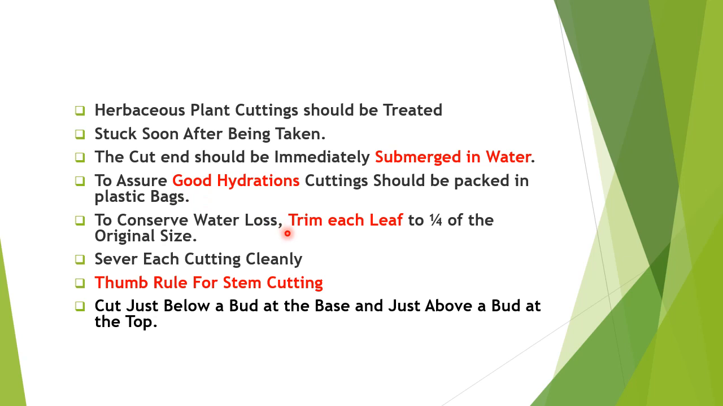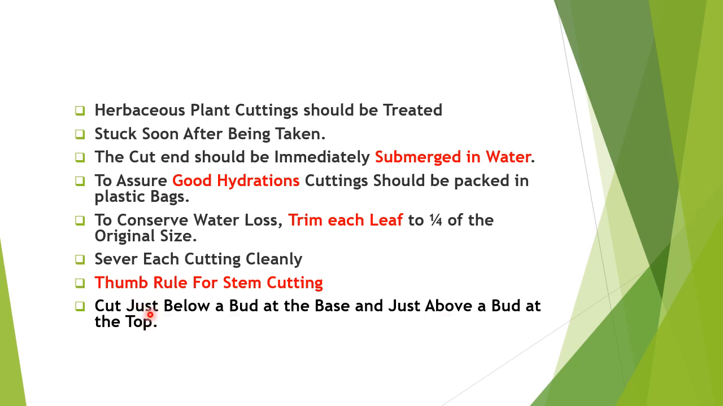To assure good hydration, cuttings should be packed in plastic bags. To conserve water loss, you have to trim, as we have already mentioned, each leaf to 1/4 of the original size, and sever each cutting cleanly. Make a clean cut. The thumb rule for stem cutting is that you should have a cut just below a bud at the base and just above a bud at the top.